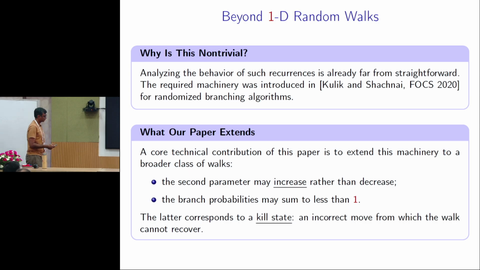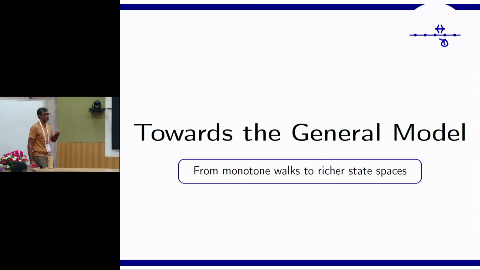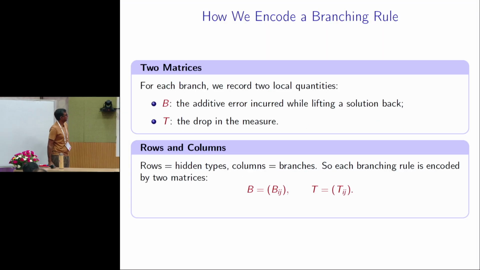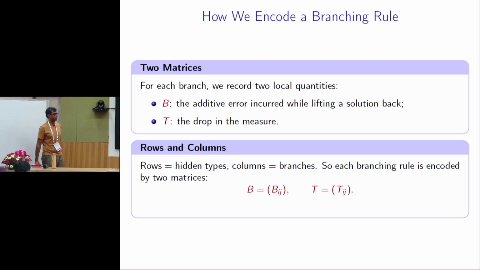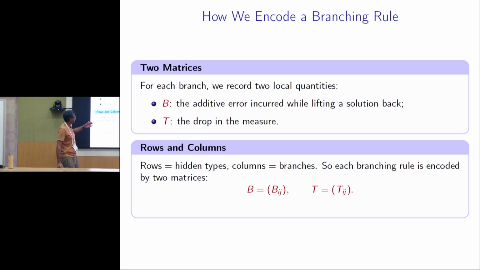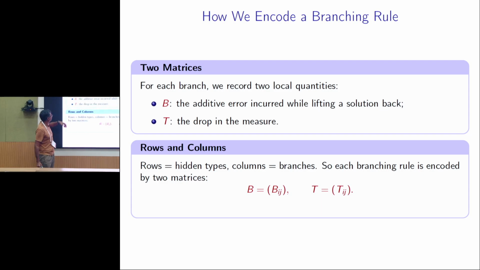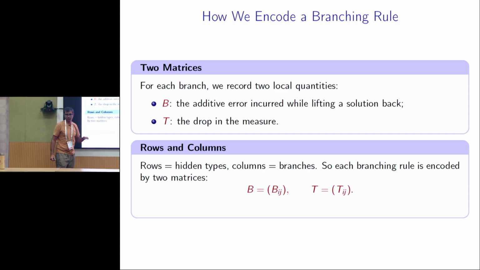Okay, so let me go towards the general model now. How do we encode a branching rule? To check the behavior of these algorithms, we have two matrices: one is the additive error incurred while lifting a solution back, and T is how the drop changes. So now we keep track of these two things by these two matrices. And I'll give you an example of what the entries of these two matrices will be.